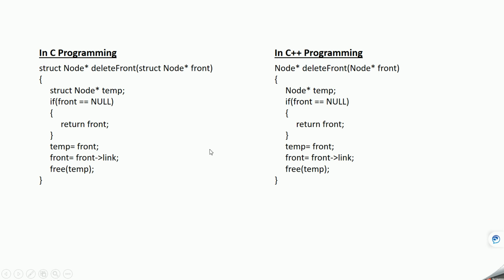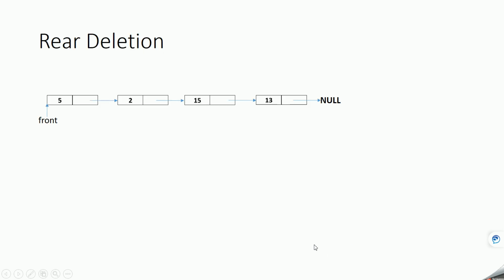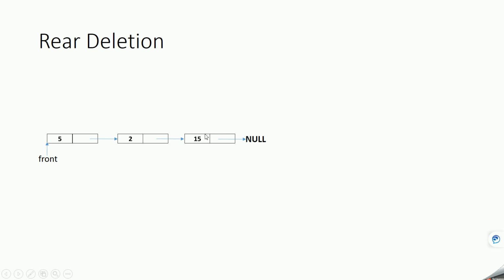So this is all about how to delete a node from the linked list from the front side. In the next video, we are going to learn to write a code that will delete a node from the end of the linked list. This is the end of the linked list, so we will remove the last node and retain the remaining part.